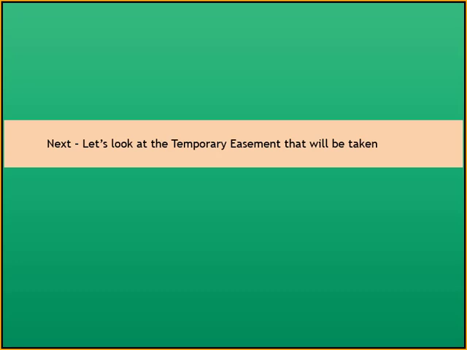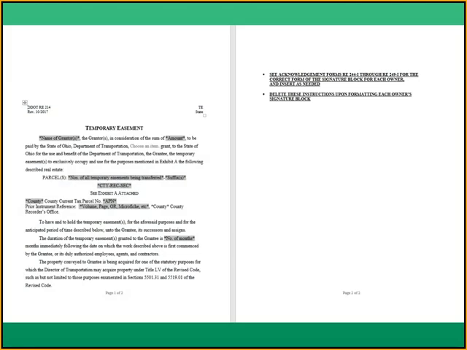All right, so we've talked about the SH. Let's now look at the temporary easement that's going to be taken. Here is the actual instrument for the temporary easement. The grantors grant to the state of Ohio the temporary easement to exclusively occupy and use for the purpose mentioned in Exhibit A. And so this is Exhibit A.